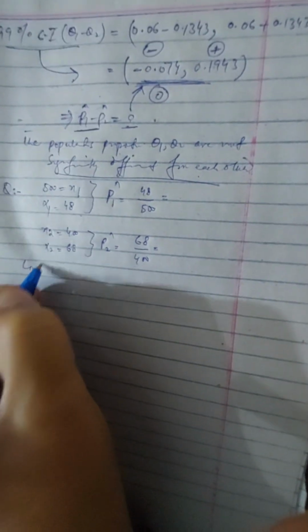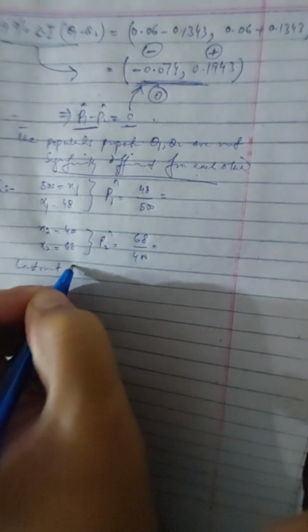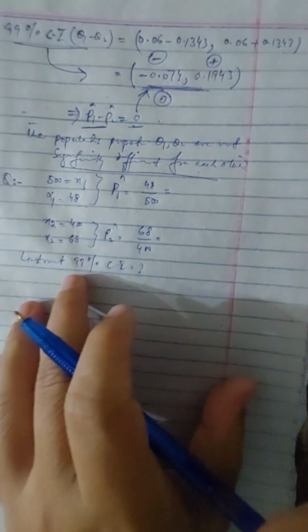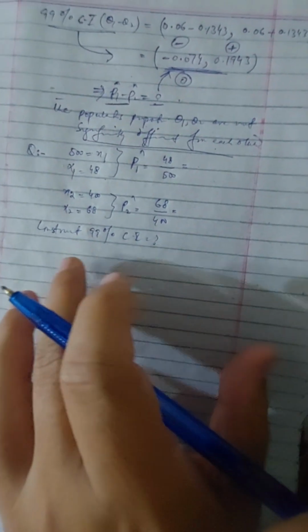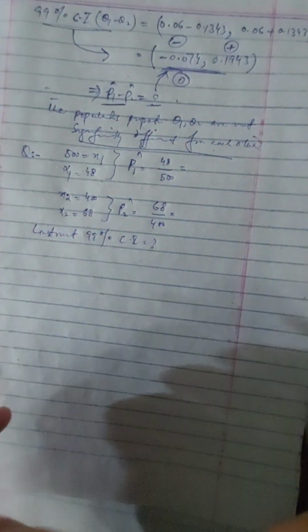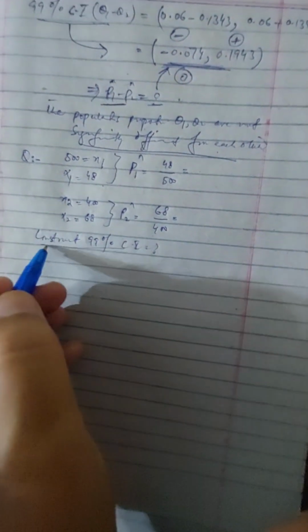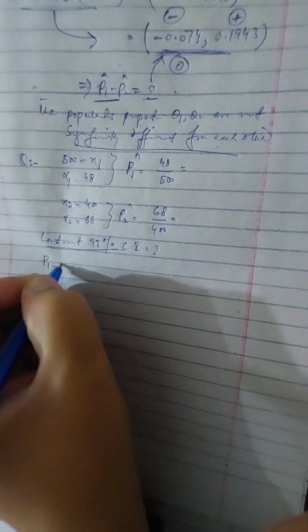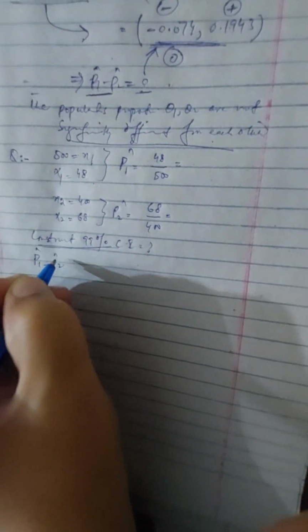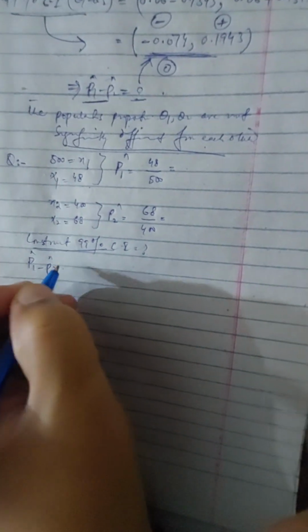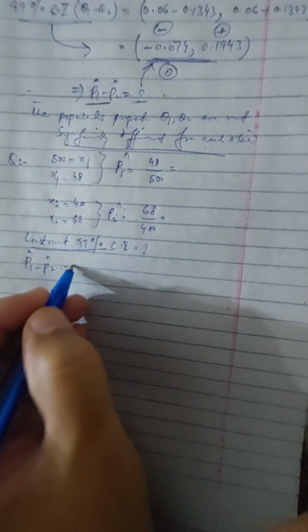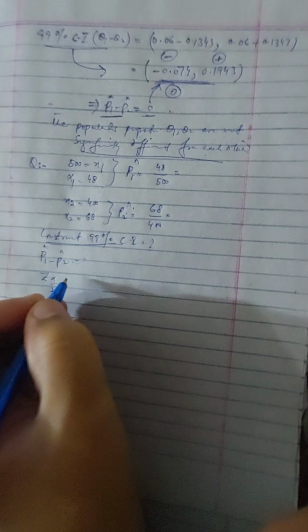Construct a 99% confidence interval for these licenses. So for this, what we need is P1 cap minus P2 cap, which is the proportional difference of the two samples. We need this thing, and we need z alpha by 2.